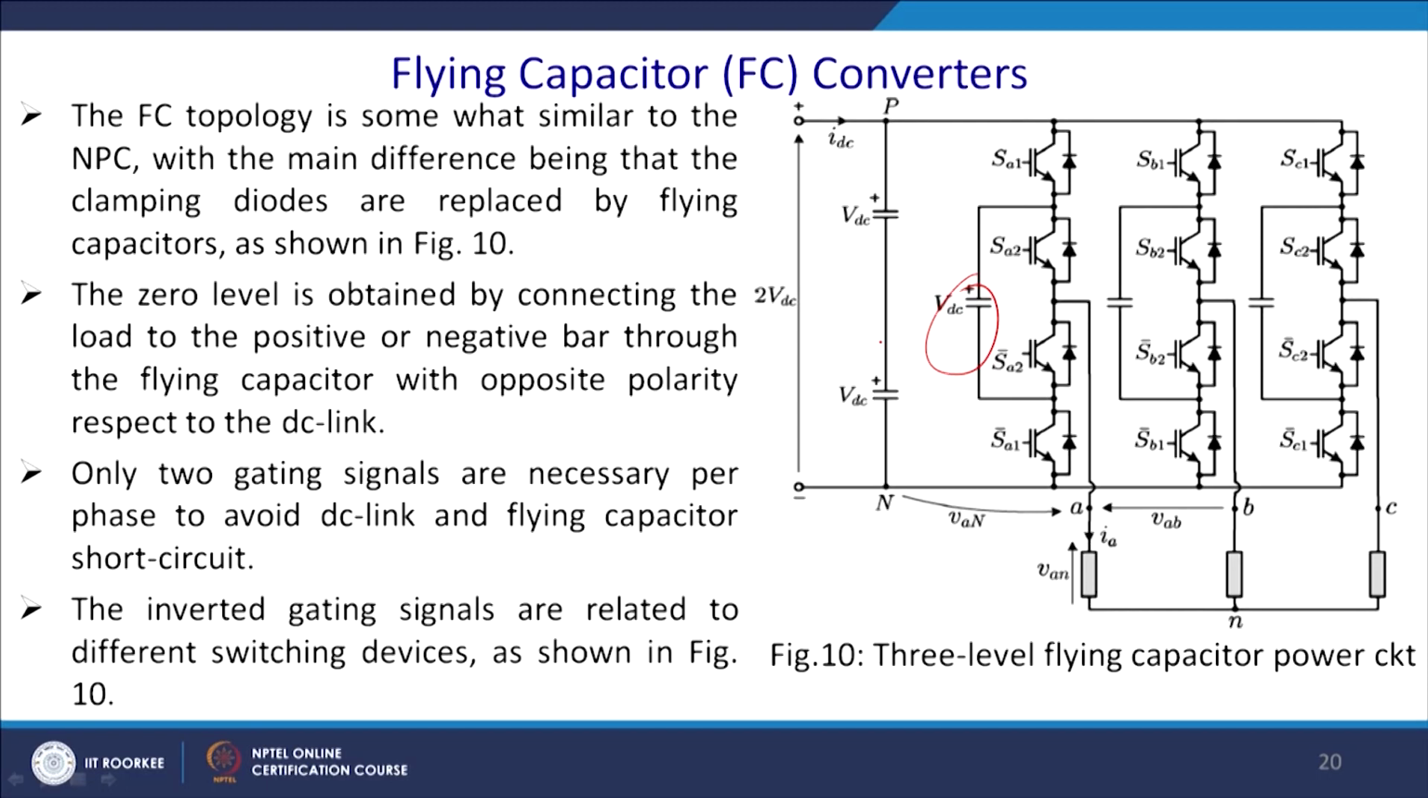The 0 level is obtained by connecting the load to the positive or the negative bar through the flying capacitor with positive polarity with respect to the DC link. Only 2 gating signals are necessary per phase to avoid the DC link and the flying capacitor being short circuited. The inverted gating signals are related to the different switching devices as shown in Figure 10. So, this is the flying capacitor converter, and we can see here how it is conducting.